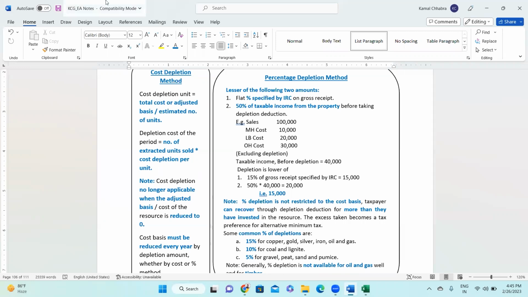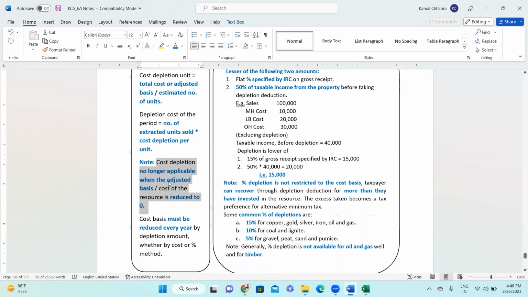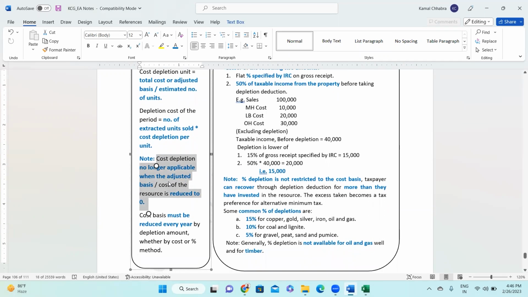Look at this. Read this note. Read this point carefully. What it says. Sir, the cost is already covered, so cost depletion will not apply on this. Right? Agree, everyone? Yes, sir. And what is the second point?